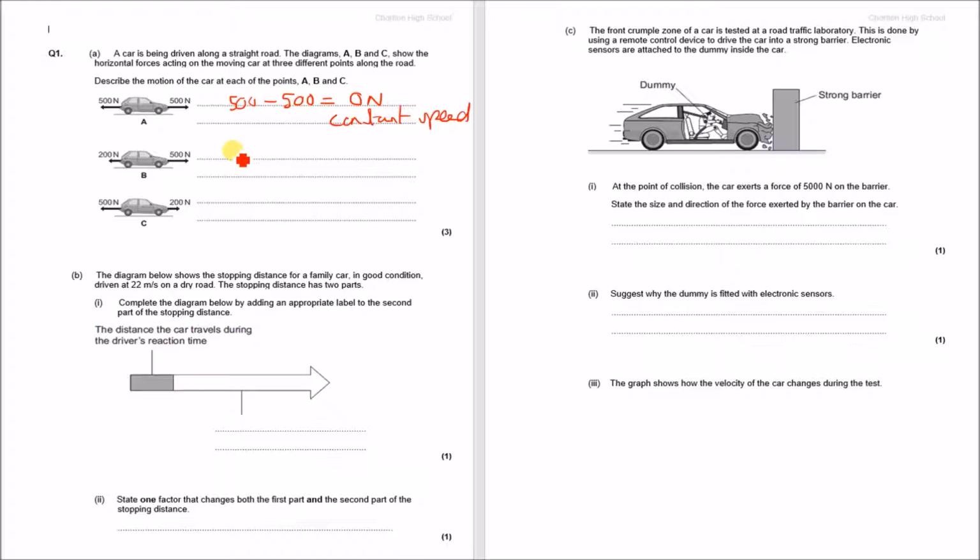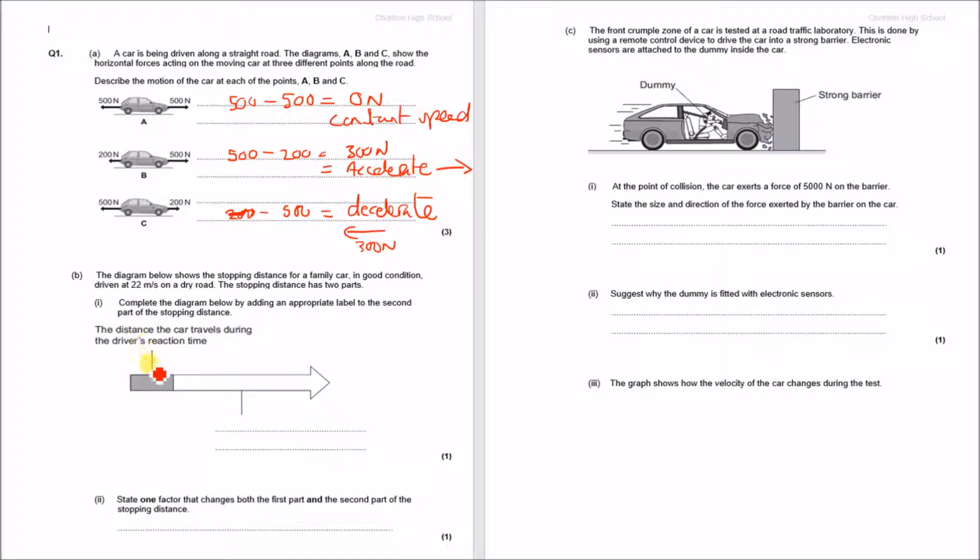For this one, we've got 500, and we're going to minus 200, so we've got a 300 newton resultant force. That means it will accelerate, and it always accelerates in the direction of the resultant force, which is to the right. This one, we have 200, and we're going to subtract 500. We should have done it the other way around, sorry, but I was just trying to show you some negative force. So this is going to cause a 300 newton force that way, and that will cause the object to decelerate.